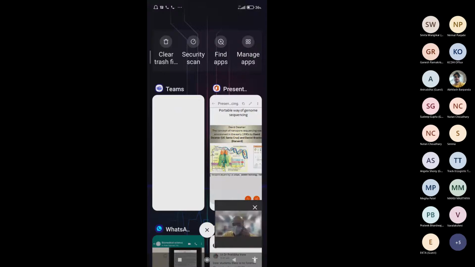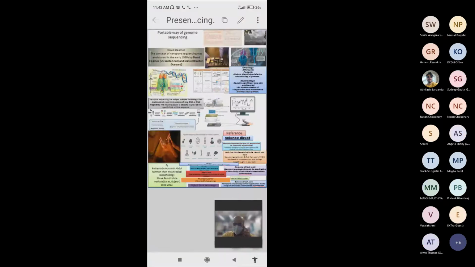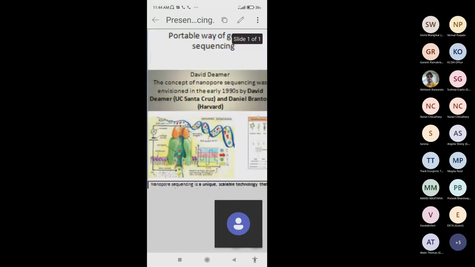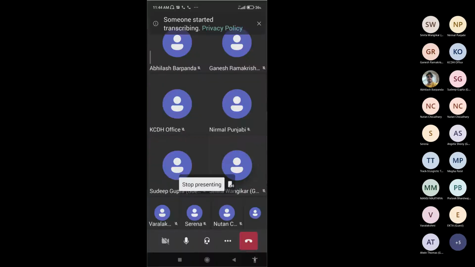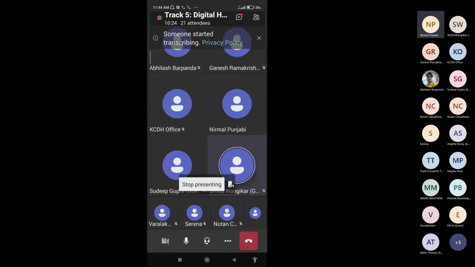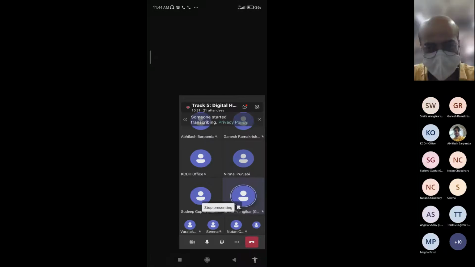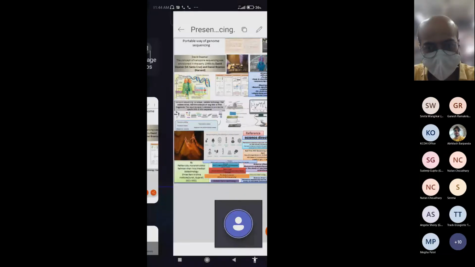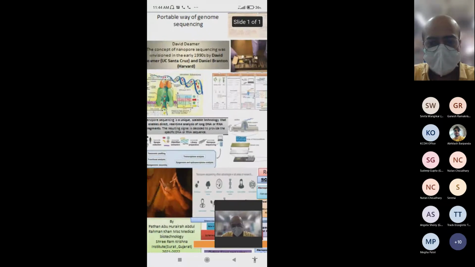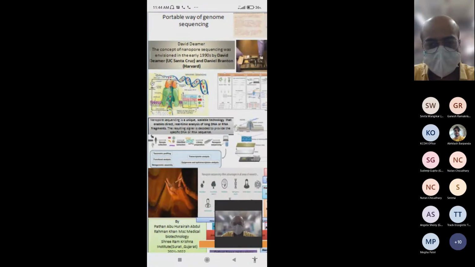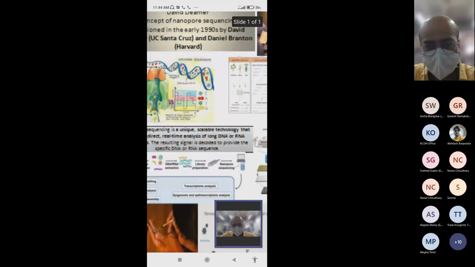Hello, is my screen sharing with you? Hello. Yeah, Abu. Hello. We can see, but it's a bit smaller. So can you just go to full screen mode? Are you sharing from your mobile phone? Yes, I'm sharing from my mobile phone. Okay. You might have to zoom it a bit. Yes, for the test. As of now, it's not readable for everyone.